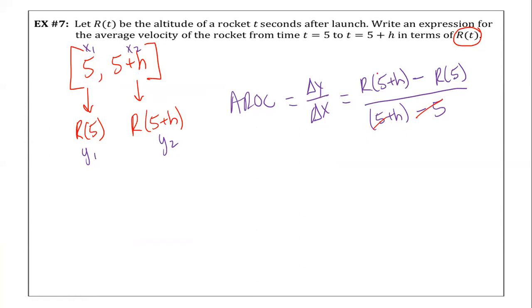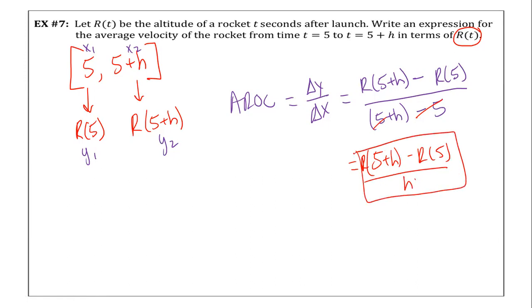You can't distribute because this isn't a distribution. This is function notation. So until I have a function, I can't do anything else. So would it be 5 plus H, dividing R of 5, over H? Just over H, exactly. I forgot my R. R of 5 plus H minus R of 5, all over H. And that would be your final answer, your simplified answer.